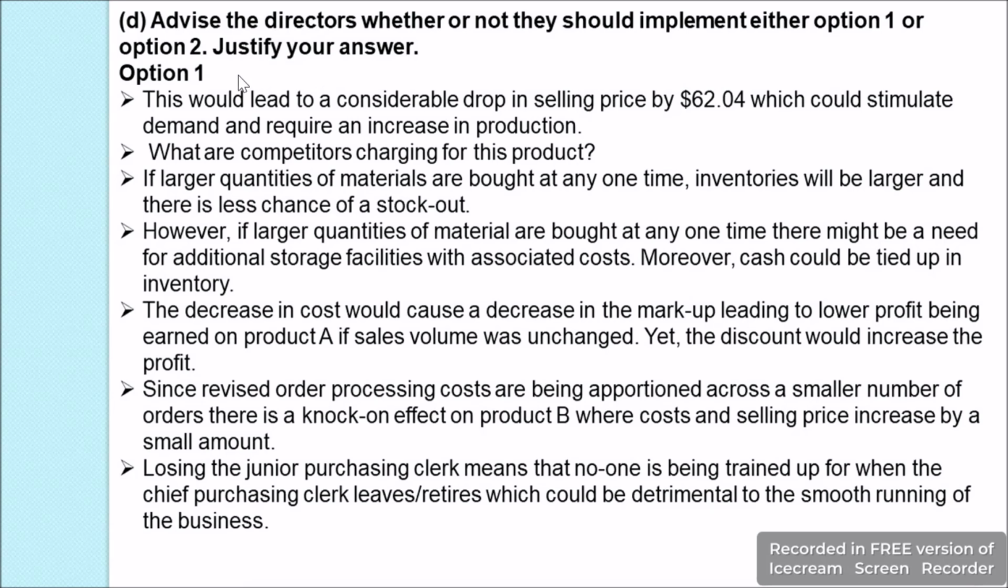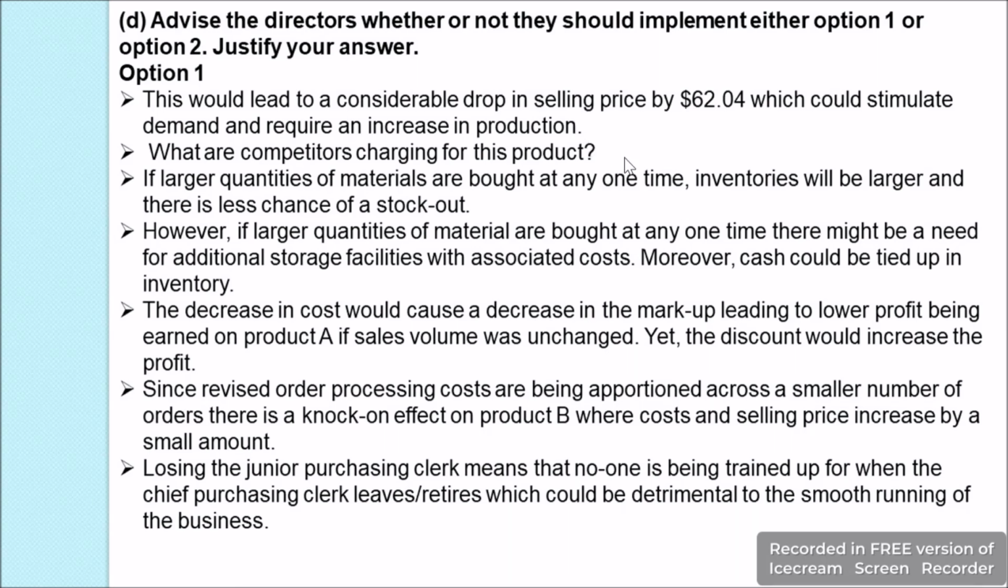If they go for option 1, there are many advantages and few disadvantages which we will discuss here. If they go for option 1, there will be a considerable drop in the selling price, that is by $62.04, and this will surely increase the demand as well as the sales for product A, and it also leads to an increase in the production for product A.